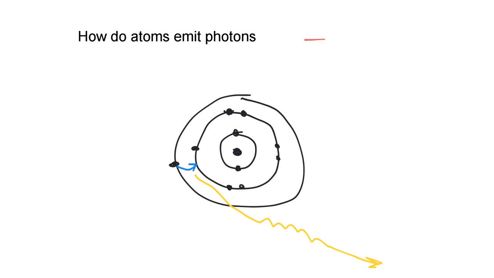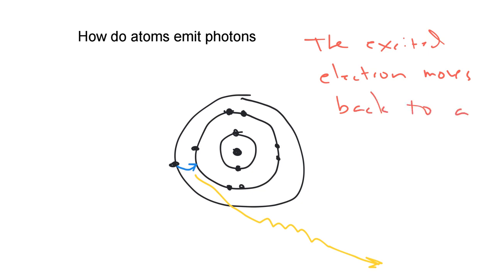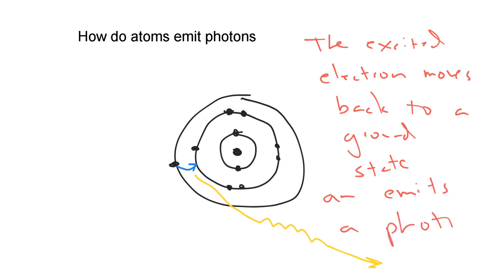So the excited electron moves back to a ground state and emits a photon. And we can label this up, that is the same wavelength as the photon that first excited that electron.